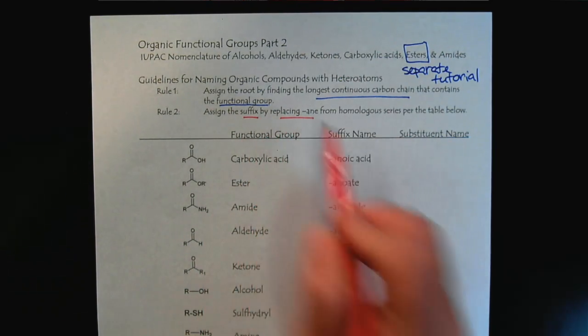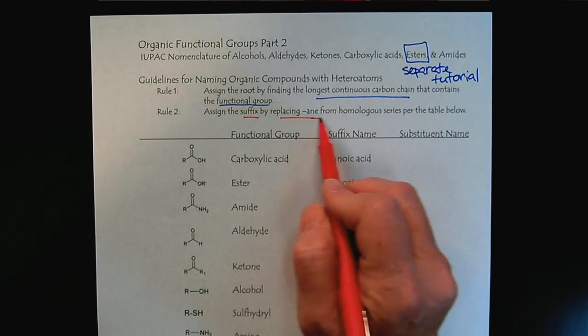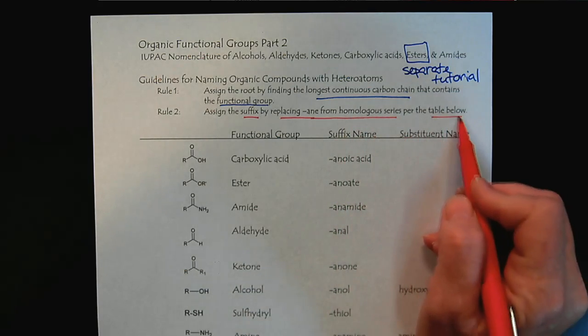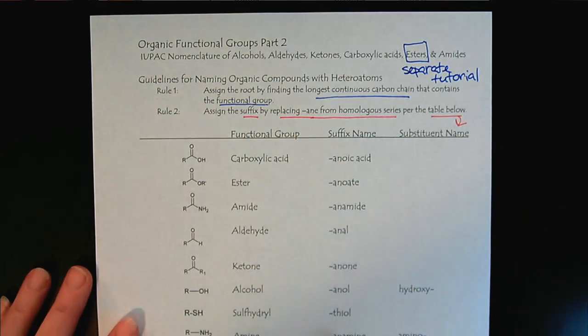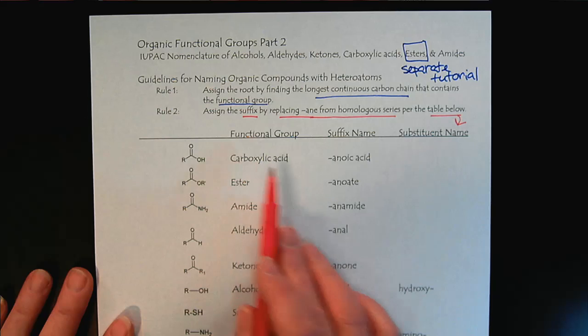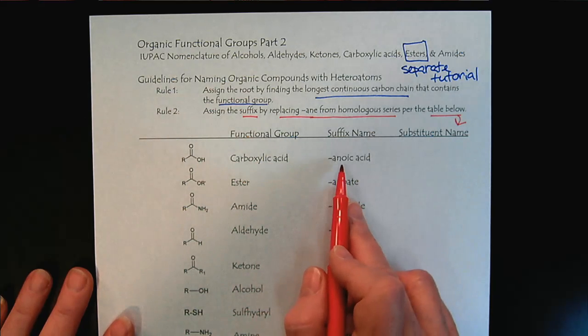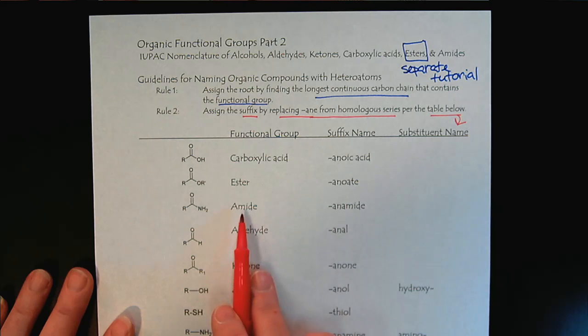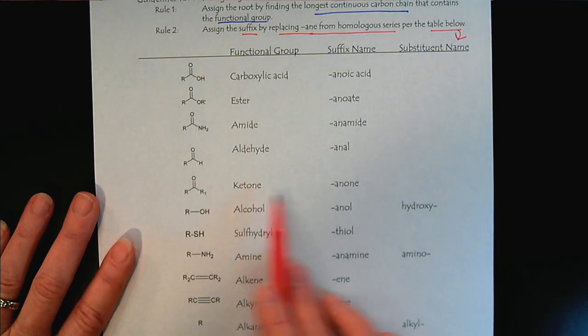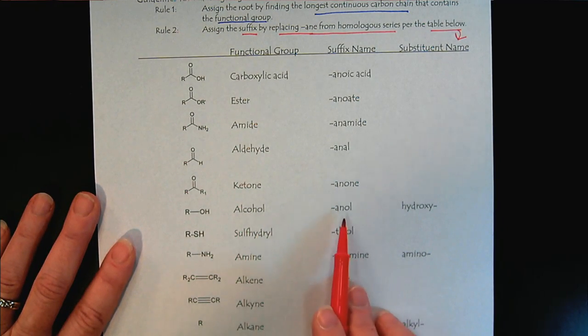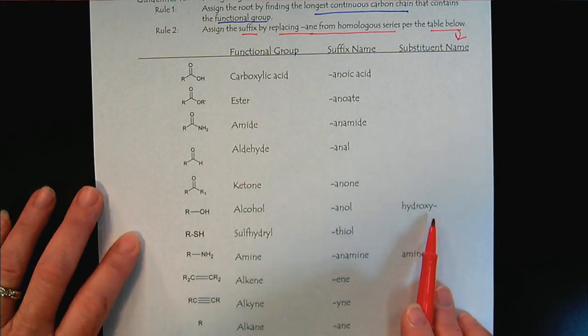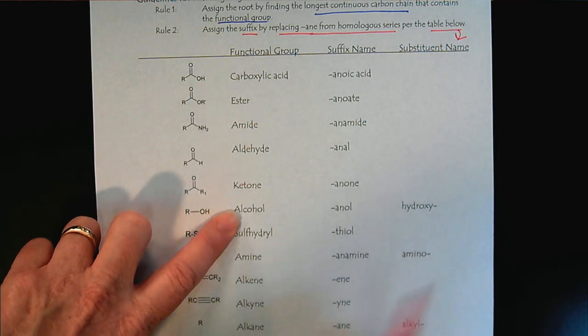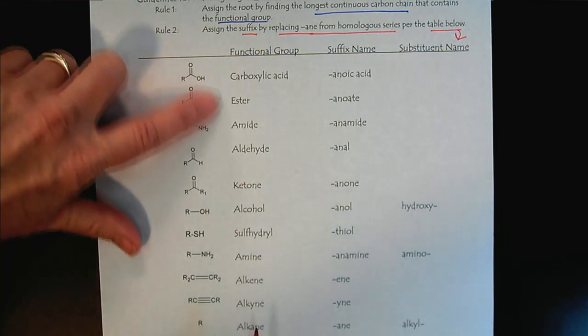We'll replace -ane from the homologous series, and then we'll use the table below. So, for example, with carboxylic acids, we would use -anoic acid. Esters will be -anoate. Amides, -anamide, aldehydes, -anal, ketones, -anone, alcohols, -anol.